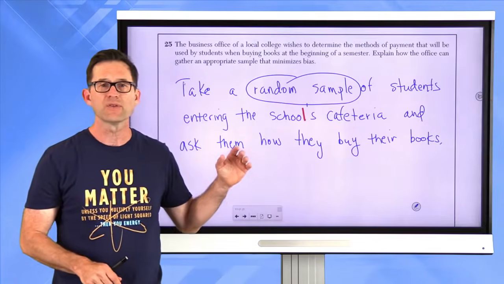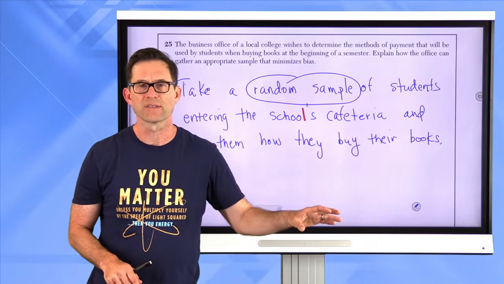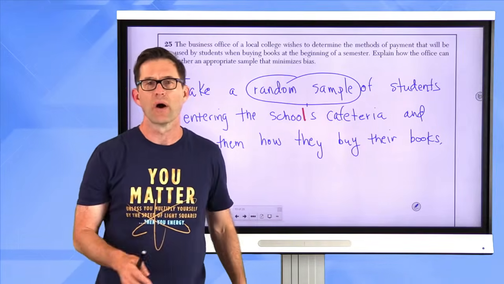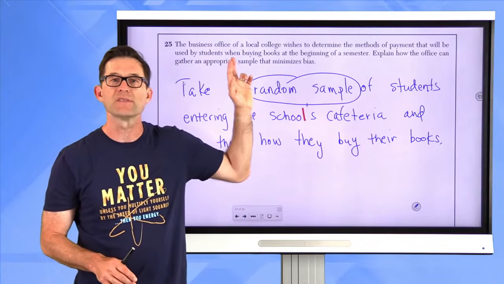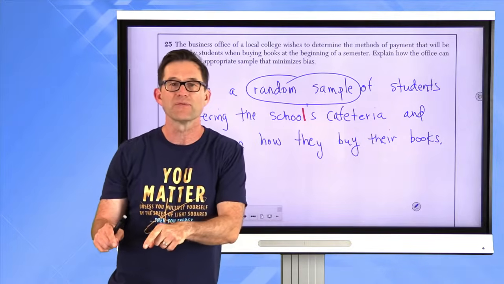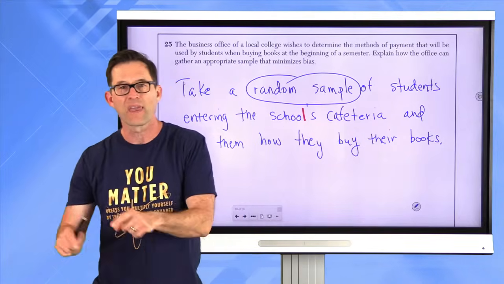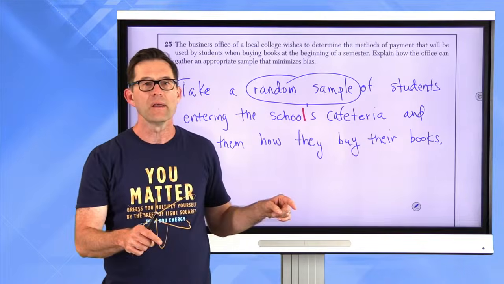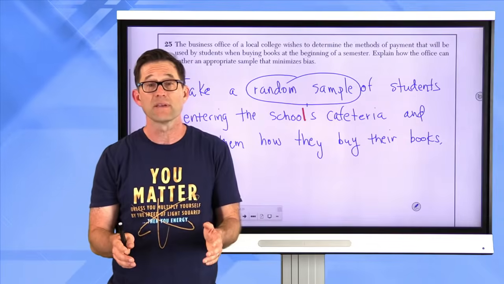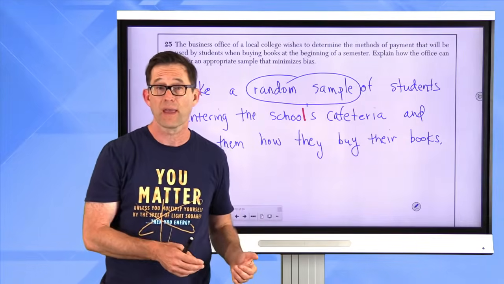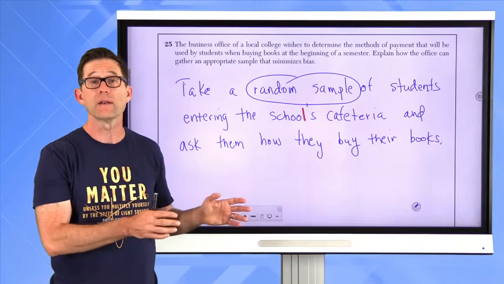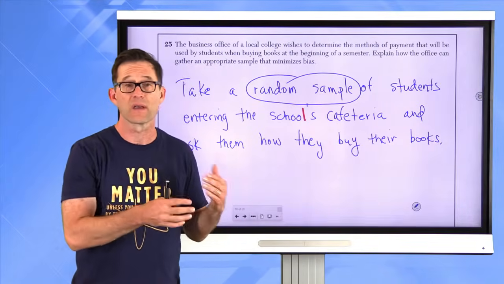Make sure that you put yourself within the context, okay? Don't say I'm going to go to a local mall or a local restaurant or something like that. We're talking about the kids that are going to a particular college. Put yourself somewhere on that college campus. The cafeteria, maybe the library. Maybe you're taking a random sample of students that walk onto campus, okay?